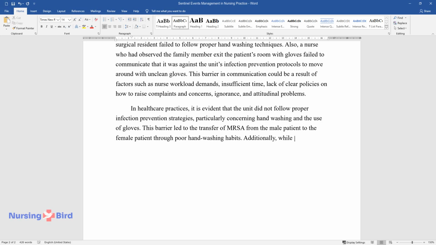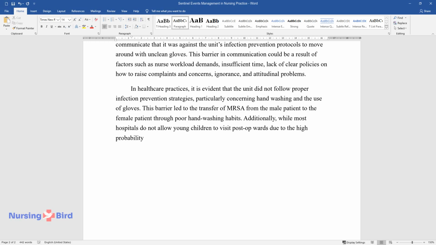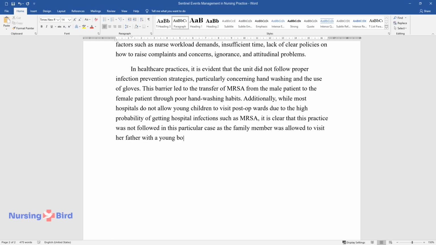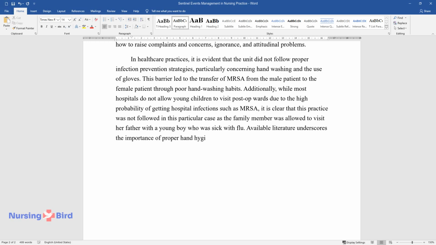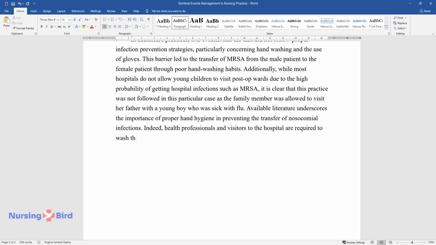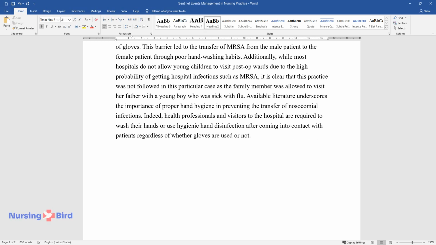Additionally, while most hospitals do not allow young children to visit post-op wards due to the high probability of getting hospital infections such as MRSA, it is clear that this practice was not followed in this particular case as the family member was allowed to visit her father with a young boy who was sick with flu. Available literature underscores the importance of proper hand hygiene in preventing the transfer of nosocomial infections. Indeed, health professionals and visitors to the hospital are required to wash their hands or use hygienic hand disinfection after coming into contact with patients regardless of whether gloves are used or not.